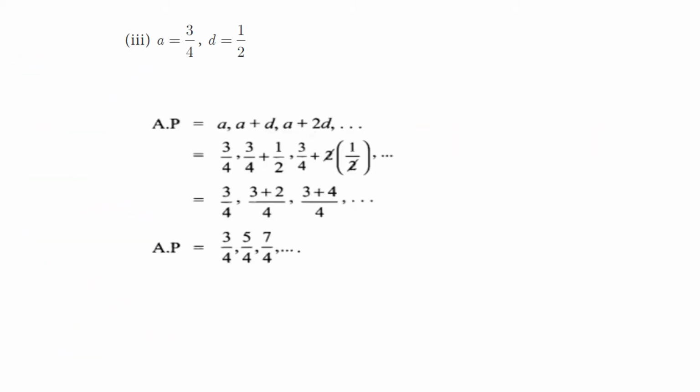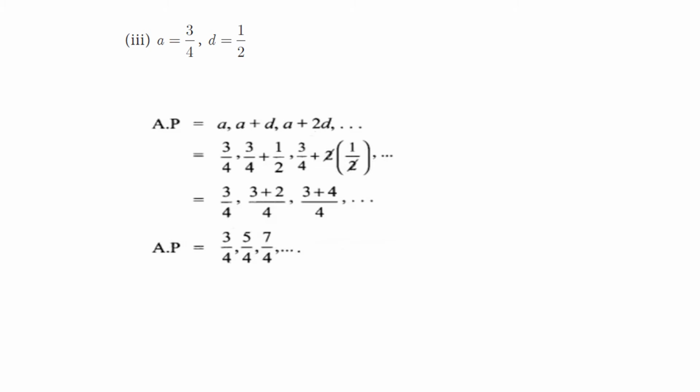A equal to 3 by 4, D equal to 1 by 2. AP equal to A, A plus D, A plus 2D terms. So 3 by 4, comma 3 by 4 plus 1 by 2, comma 3 by 4 plus 2 into 1 by 2. First 3 by 4 plus 1 by 2, 4 and 2 LCM, that is 4. 4 in 4 one time, 1 3 is 3. 4 in 2, that is, in 4 how many 2s? 2 2s are 4. 2 into 1, 2. So 3 plus 2, that is 5 by 4.